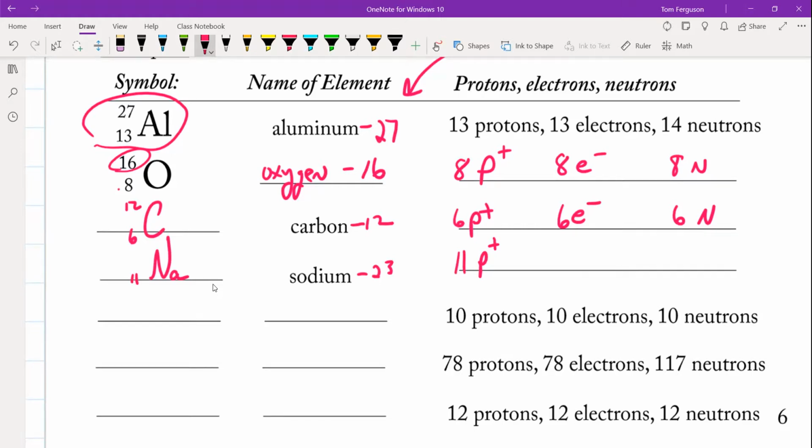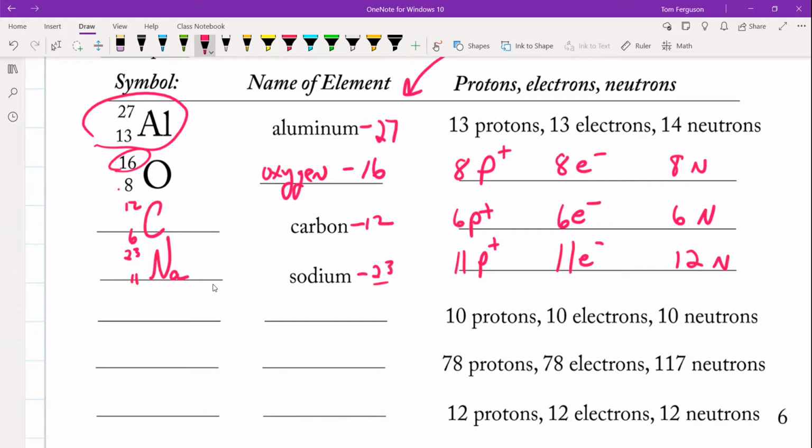Okay. It's neutral, so how many electrons does it have? Well, it's got 11 electrons. And how many neutrons? Well, 11 plus what is 23? 12. And that means the number up here matches this 23 here. So that's sodium 23.